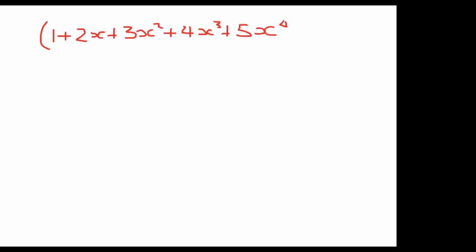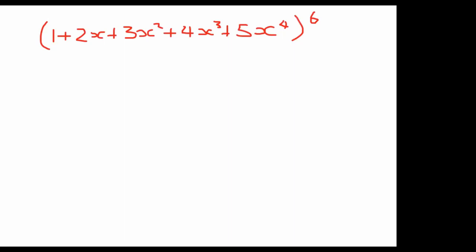Okay, cool. So for question 6, we have this polynomial 1 plus 2x plus 3x squared plus 4x cubed plus 5x to the 4, and all of this raised to the 6th power. And the question is to find the coefficient of x squared in this expansion.